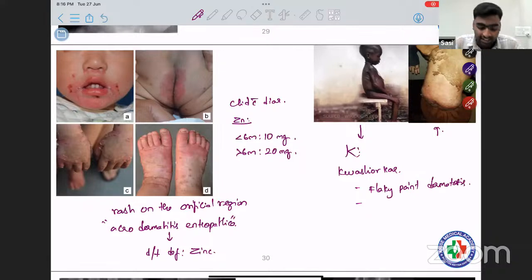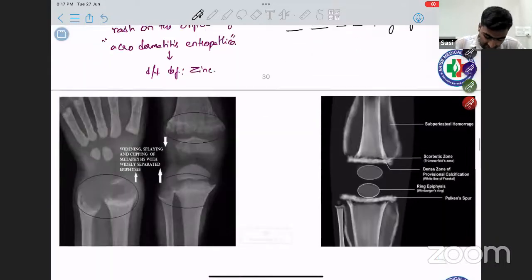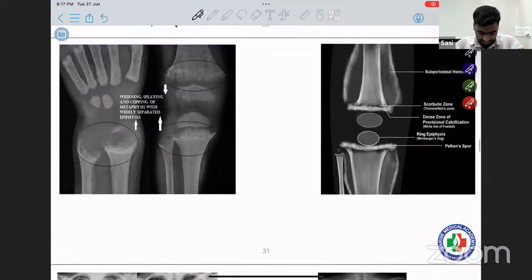And you will see in the hair, there is one more sign, an alternate band of black and white, known as the flag sign. Remember, in the case of kwashiorkor, there will be presence of edema. Just two things you need to remember about this image. Next one, we'll move on to this image.